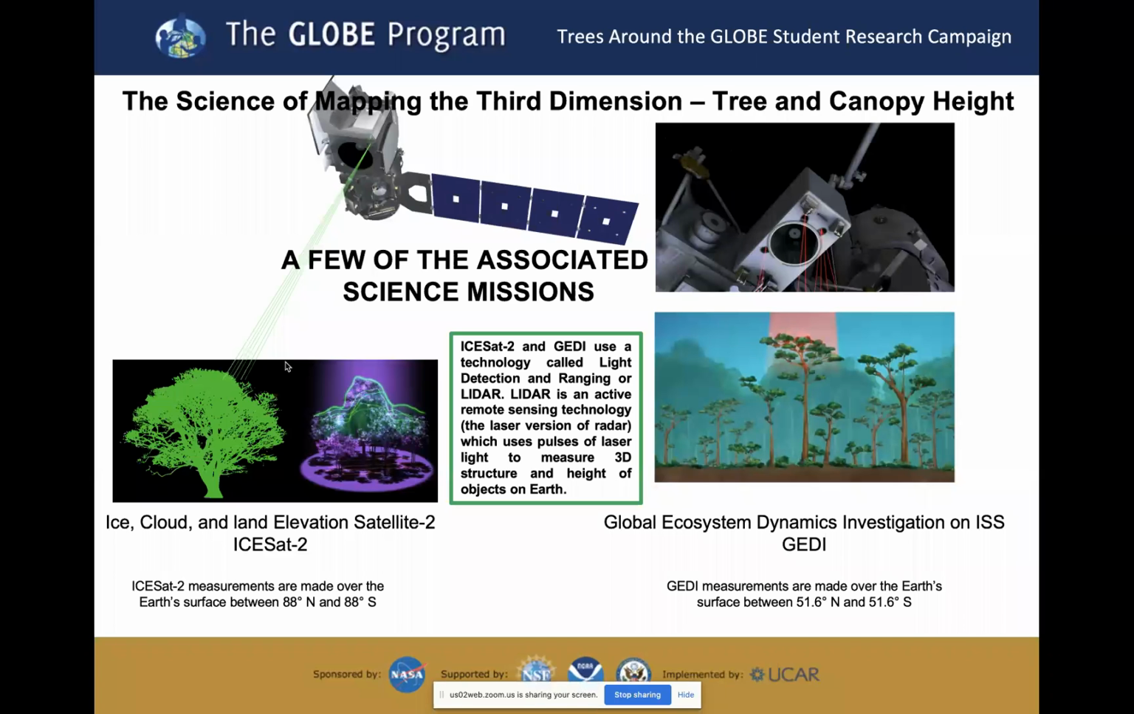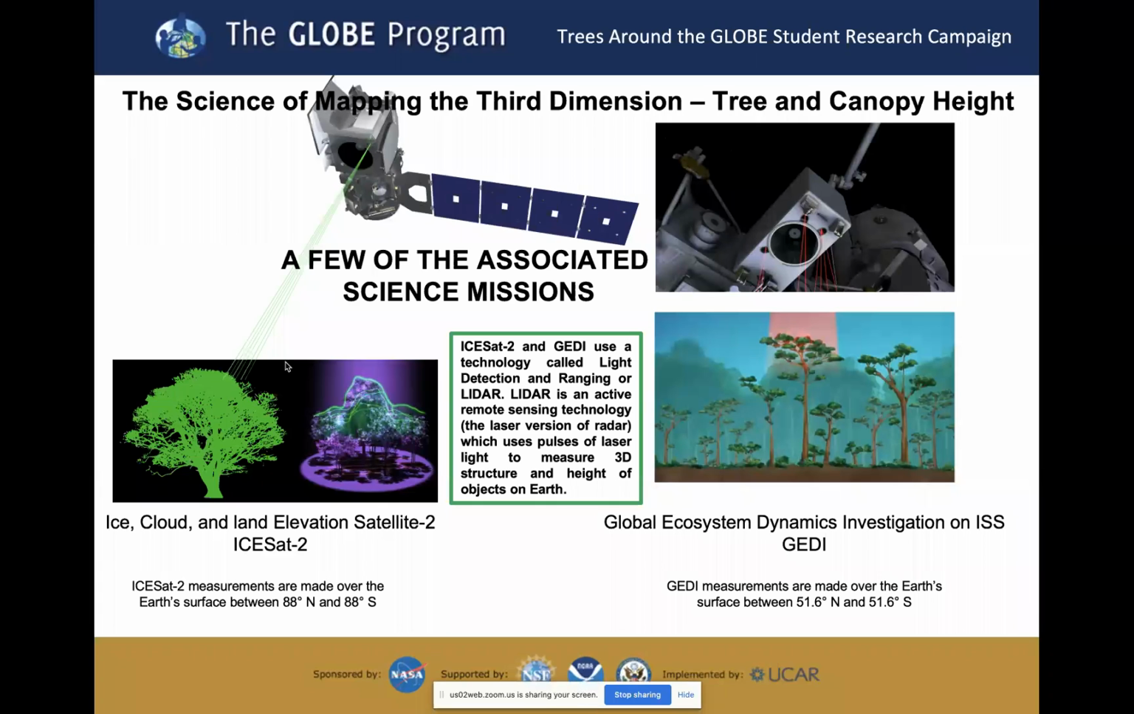JEDI is looking at Earth and firing off laser pulses as well, and it's measuring from the International Space Station, which is a lower elevation in space than ICESat-2, but it's focusing on tree canopy height. So it's looking at the entire height of forests across what's called the latitudes. It's between 51.6 degrees north and 51.6 degrees south. So it's getting those mid-latitudes, all the forests in the mid-latitudes, like the rainforests and areas like that. It's measuring the height of those forests around the world.